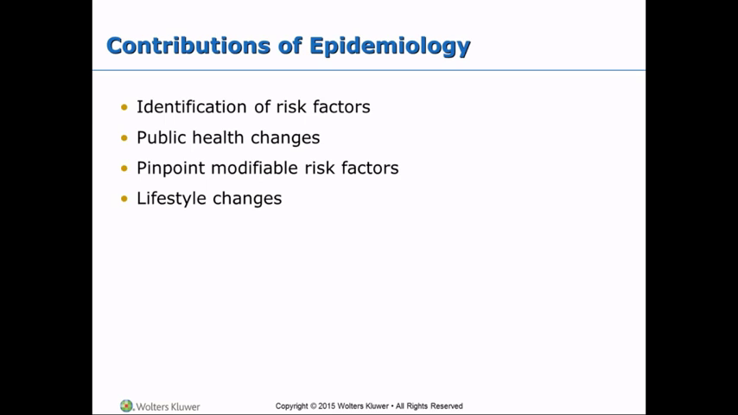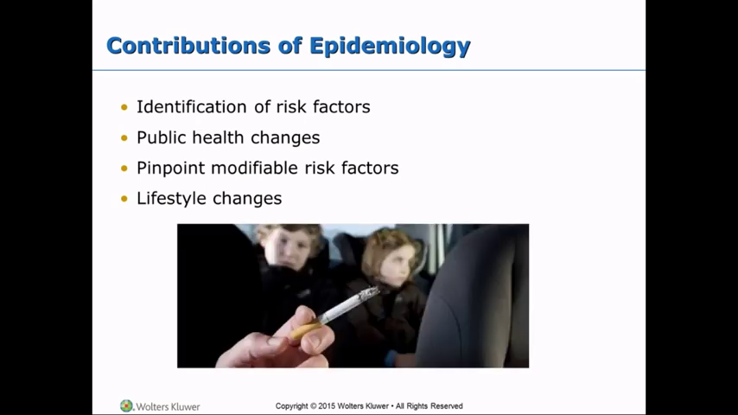These epidemiological research studies have made significant contributions to the identification of risk factors, such as smoking and lung cancer. These risk factors can then be modified to affect a change in the health of populations. A most recent example is the banning of smoking in cars with children. In Virginia, this law went into effect in July of 2016.